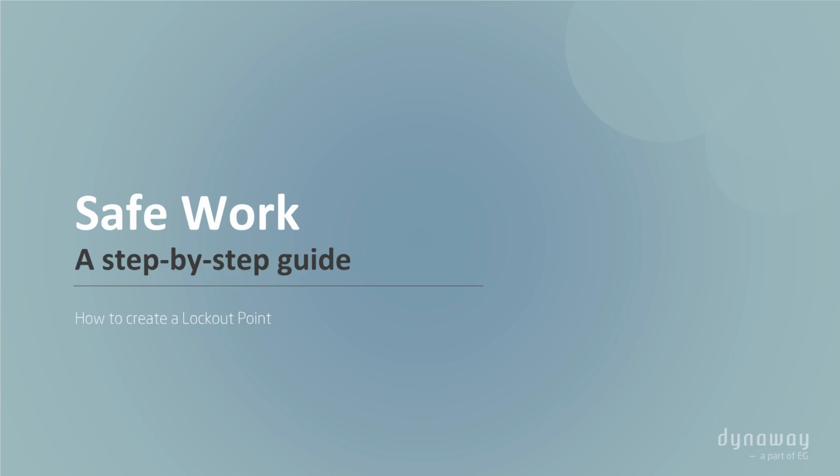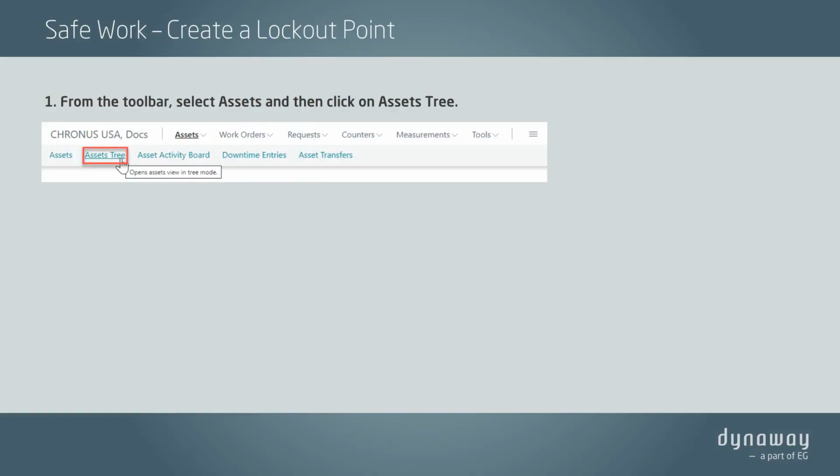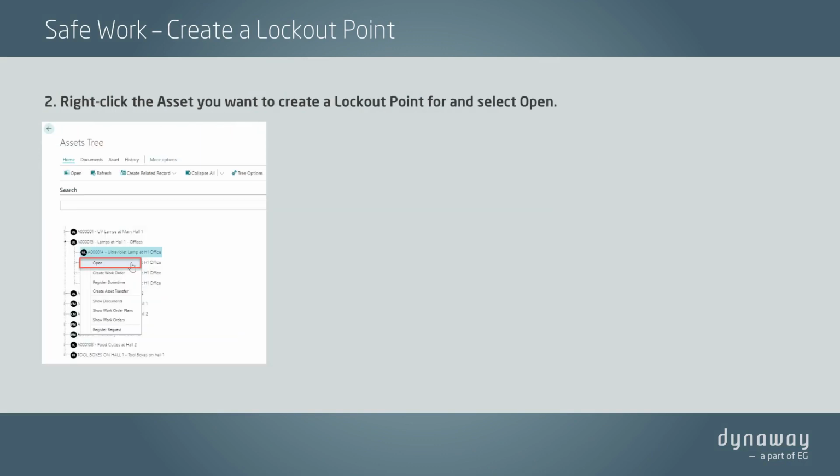This is a Dynaway step-by-step guide on how to create a lockout point. From the toolbar, select Assets and then click on Assets Tree. Right-click the asset you want to create a lockout point for and select Open.